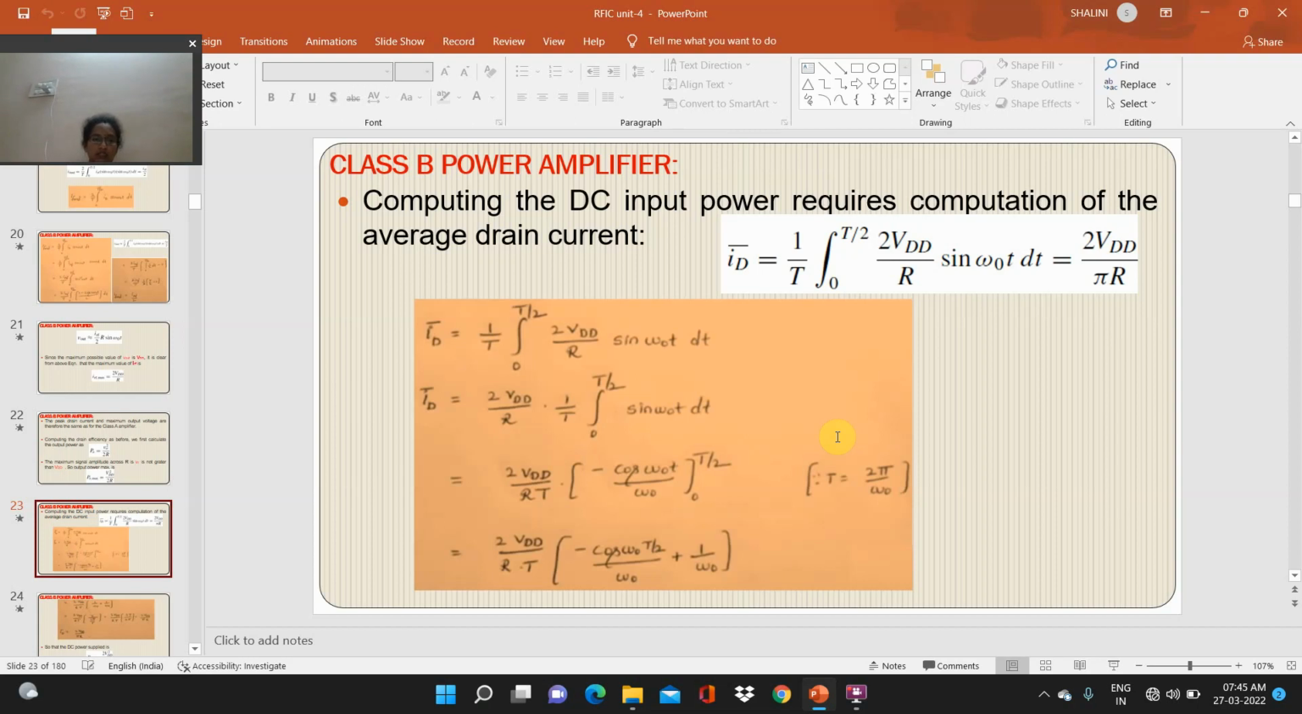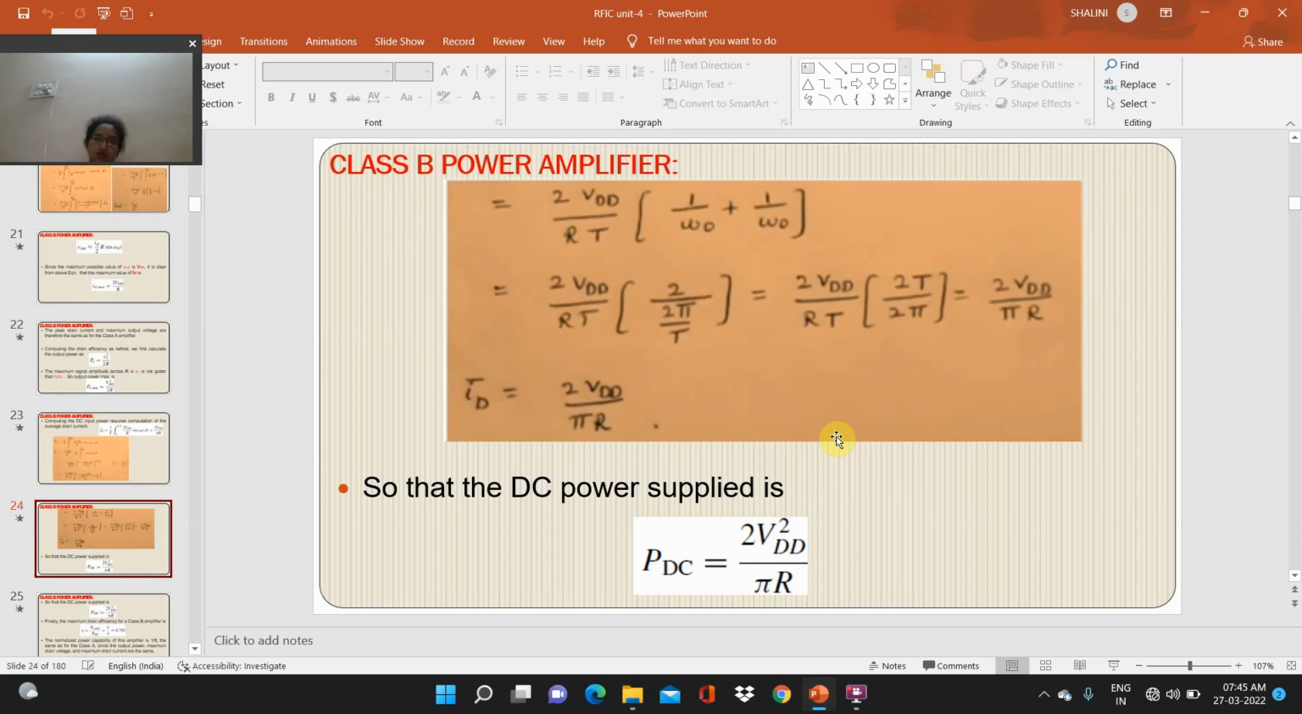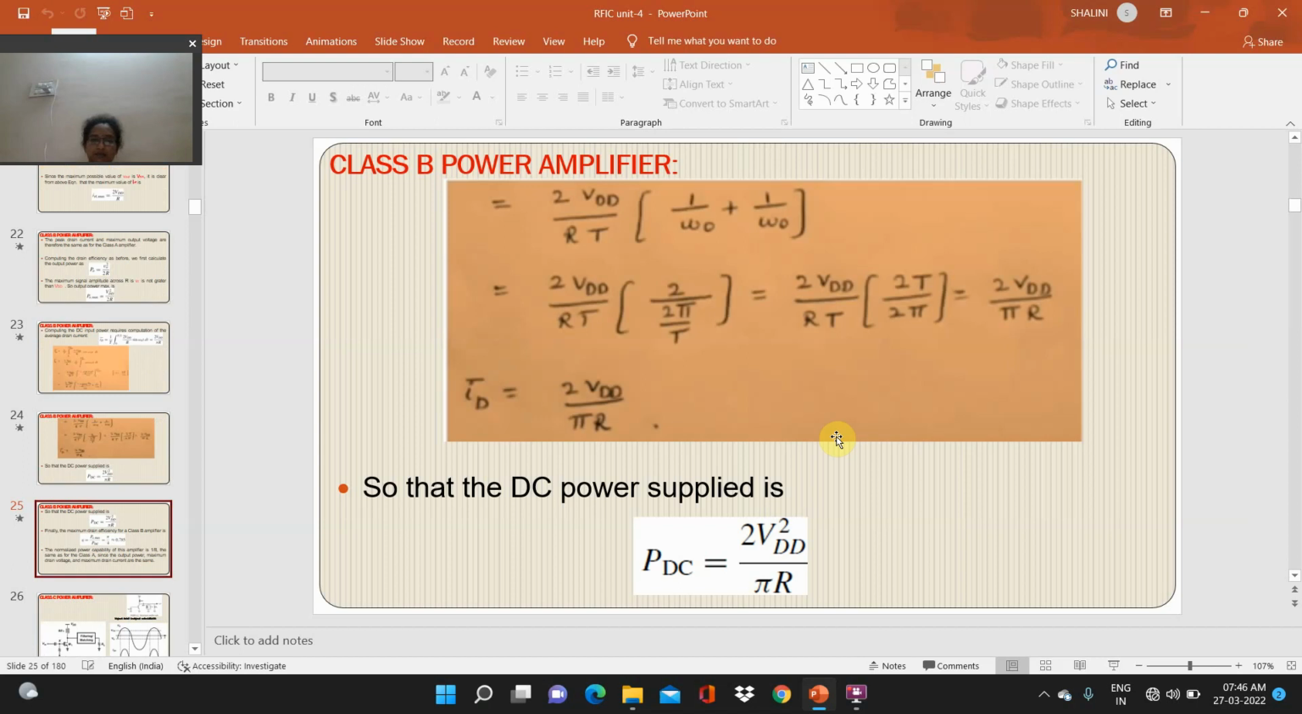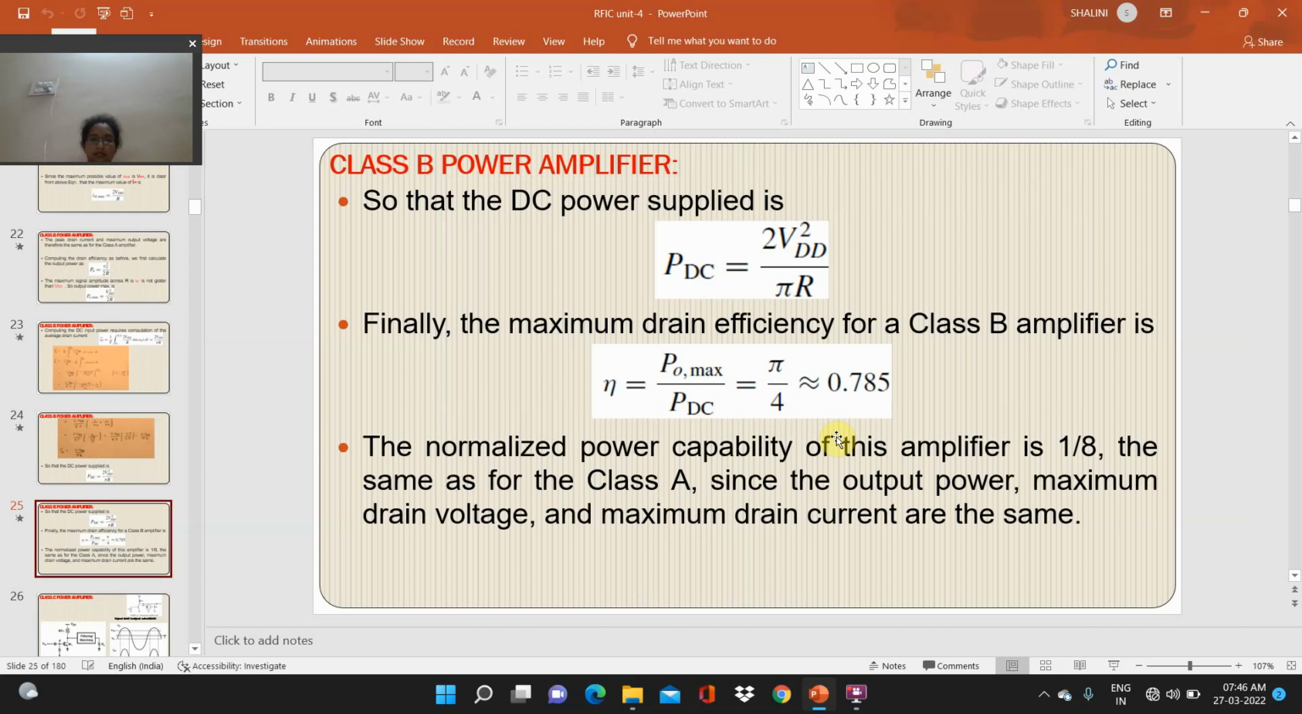So, 2 VDD by RT of minus cos omega naught T by 2 by omega naught plus 1 by omega naught, that is equal to 2 VDD by RT of 1 by omega naught plus 1 by omega naught. 2 VDD by RT of 2 by 2 pi by T, that is equal to 2 VDD by RT into T by 2 pi, that is equal to 2 by pi into VDD by R. ID bar is equal to 2 VDD by pi R, so that the DC power supplied PDC is equal to 2 VDD square by pi R.